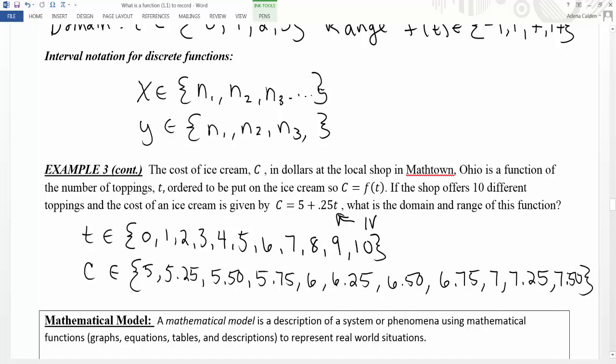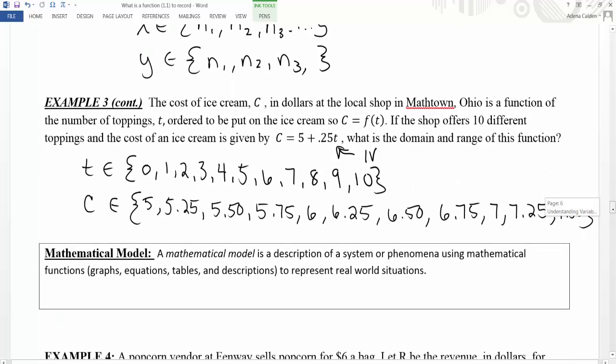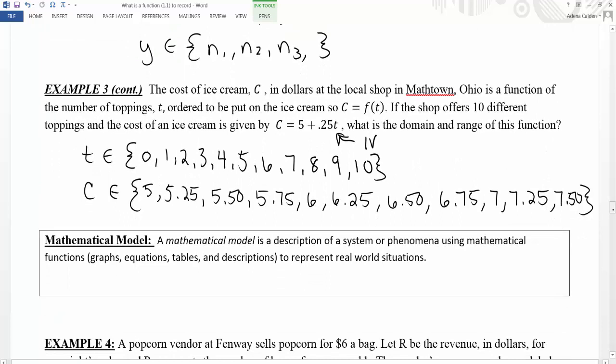So the next thing we need to talk about is something called a mathematical model, something we've already started doing, but we haven't explicitly talked about what it is. So a mathematical model is a description of a system or phenomena using mathematical functions, graphs, equations, tables, and descriptions, to represent a real-world situation. So that's something we were doing with our ice cream shop. We were representing something that could happen in the real world mathematically. Some of the functions we look at, we just look at the functions in isolation. We don't have a situation attached.